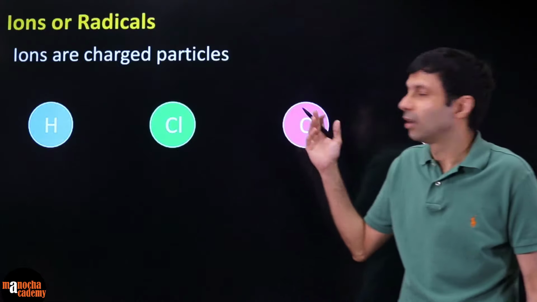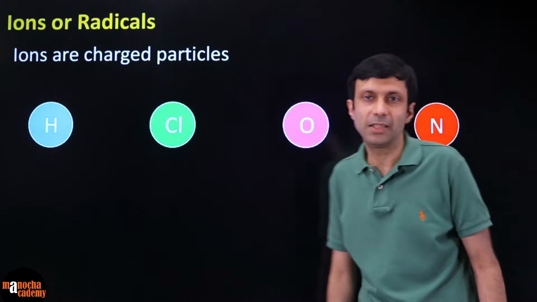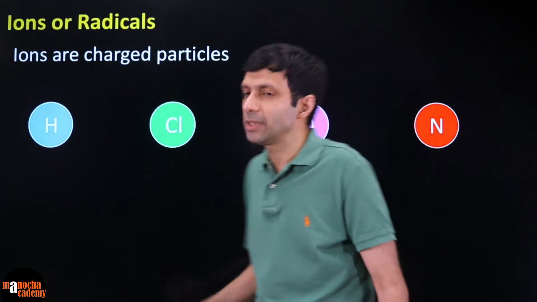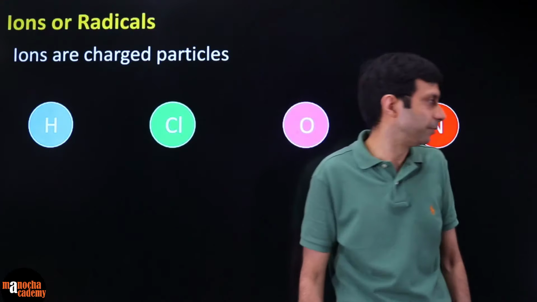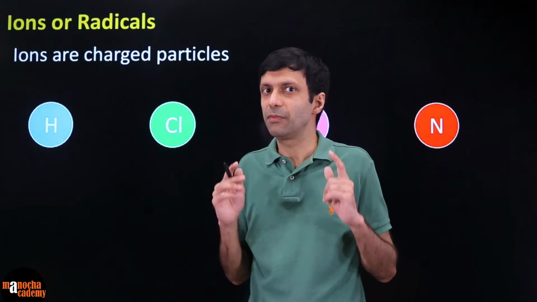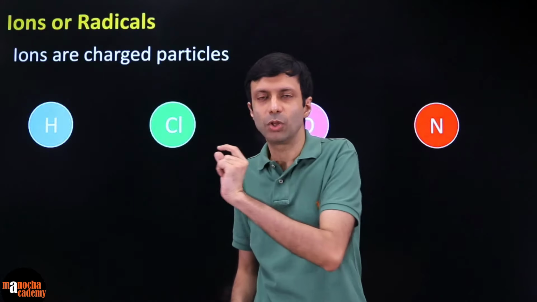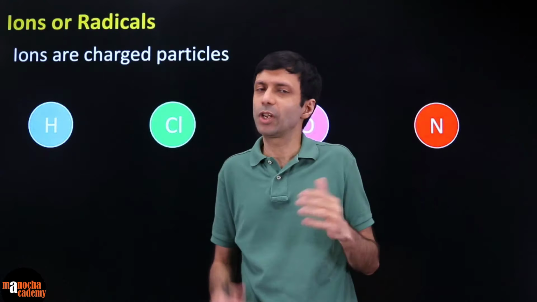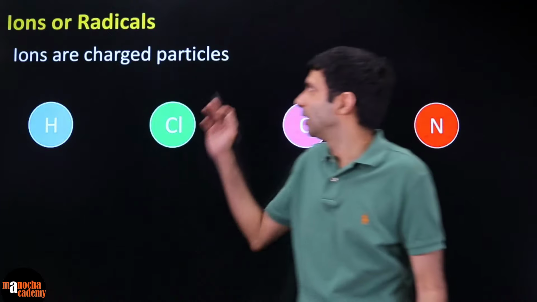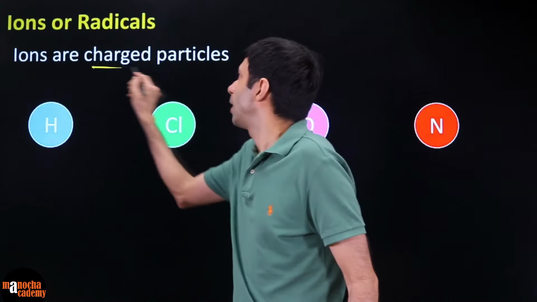Valency was the combining capacity. Now let's talk about ions or radicals. What is the meaning of ions or radicals? Ions are basically charged particles. This is a very important thing. Remember, we said there can be different types of particles: atoms, molecules and ions. Atoms and molecules are neutral, no charge. But the important thing is that ions are charged particles.